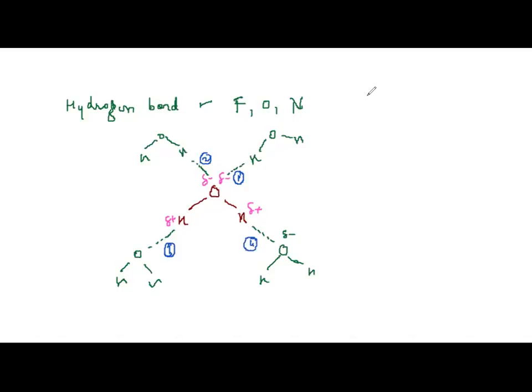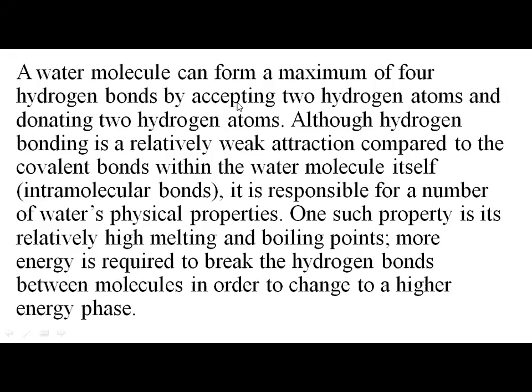So hydrogen bonding in water, how many can it form? A maximum of 4 hydrogen bonds, by accepting 2 hydrogen atoms and donating 2 hydrogen atoms. Although hydrogen bonding is a relatively weak attraction compared to the covalent bonds within the water molecule itself, it is responsible for a number of water's physical properties. One such property is its relatively high melting and boiling points.